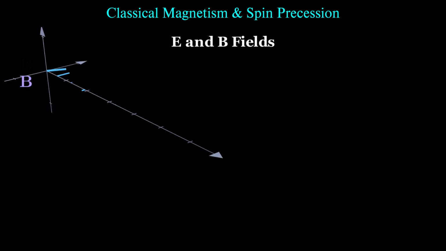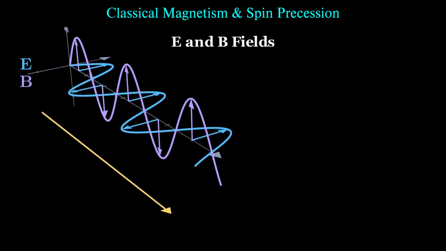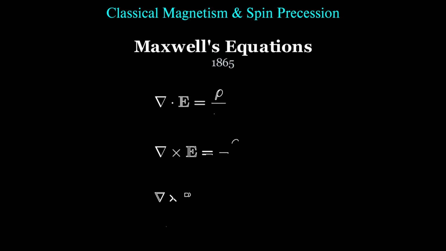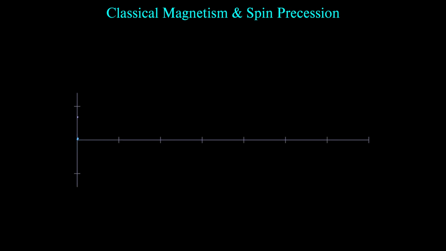So in the classical picture, electromagnetism is described using two fields. E is the electric field that interacts with electric charges, and B is the magnetic field that interacts with magnetic moments. And thanks to Maxwell's work in 1865, we know these two fields are deeply connected and they can be described by four equations, famously known as Maxwell's equations. Put simply, these say that electric charges create electric fields, changing magnetic fields create electric fields, electric currents and electric fields can create magnetic fields, and together, these fields can propagate through space as electromagnetic waves. And this is what light is.